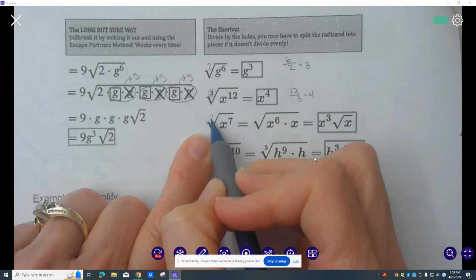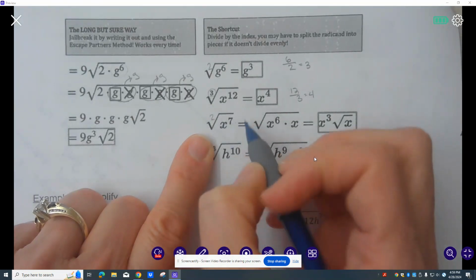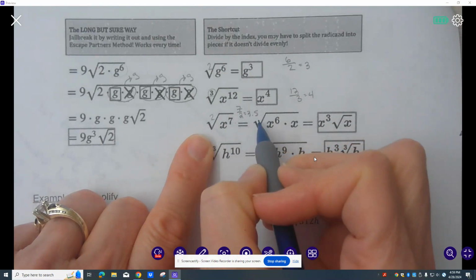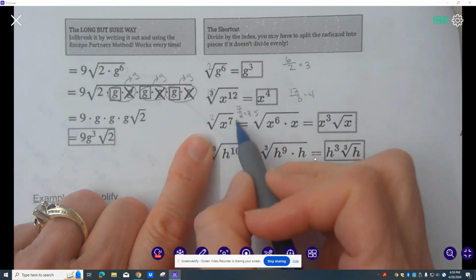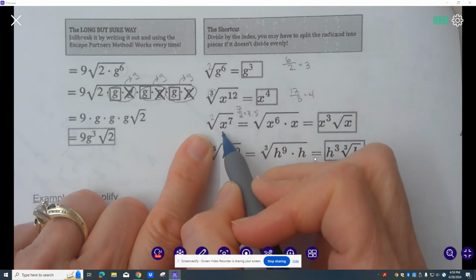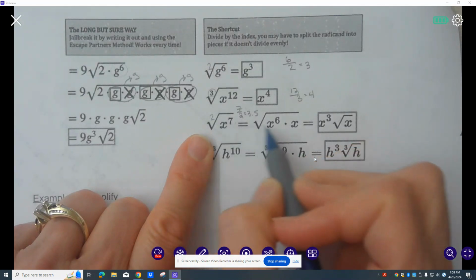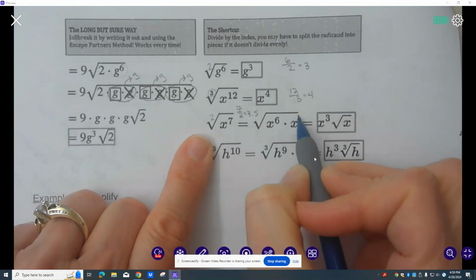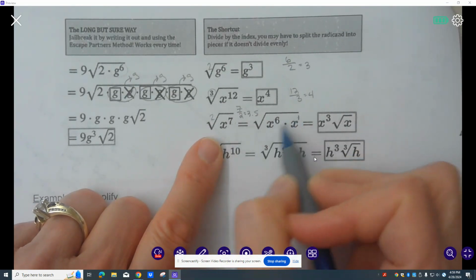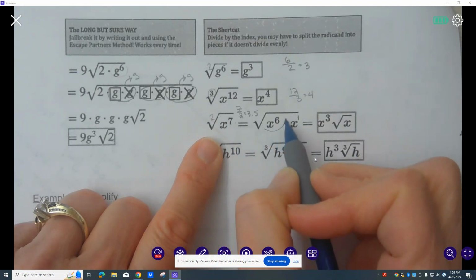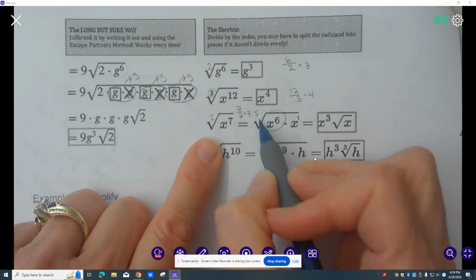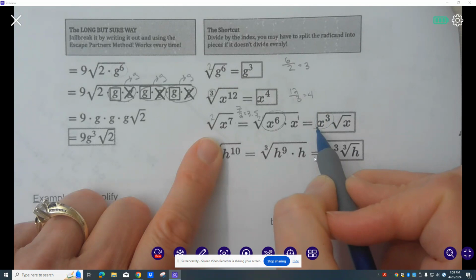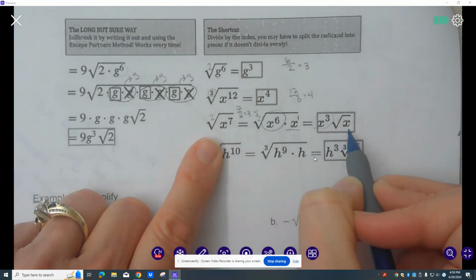Now this one is a square root, so my index is 2, but if I divide 7 by 2, I get a decimal, 3.5. So in that case, I'm going to try to write this as a number of x's that is even, so it's divisible by 2. I could write x to the 7th as x to the 6th times x to the 1, right? That's equivalent, because if I add the exponents, I get a 7. So if I take this x to the 6th and divide it by 2, 6 divided by 2 is 3. So 3 x's would escape, and this x would be left.